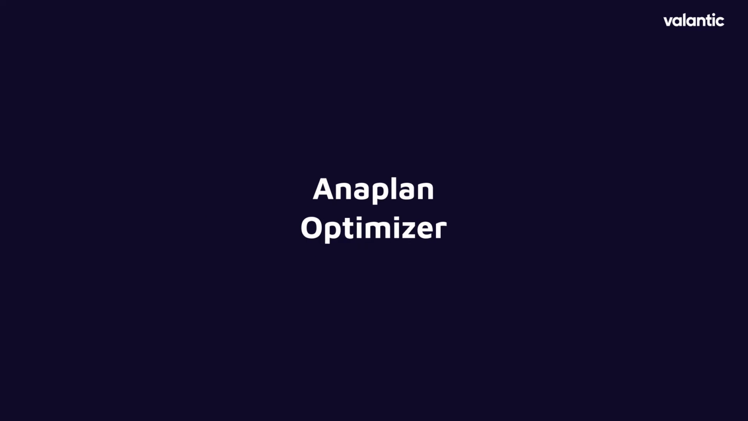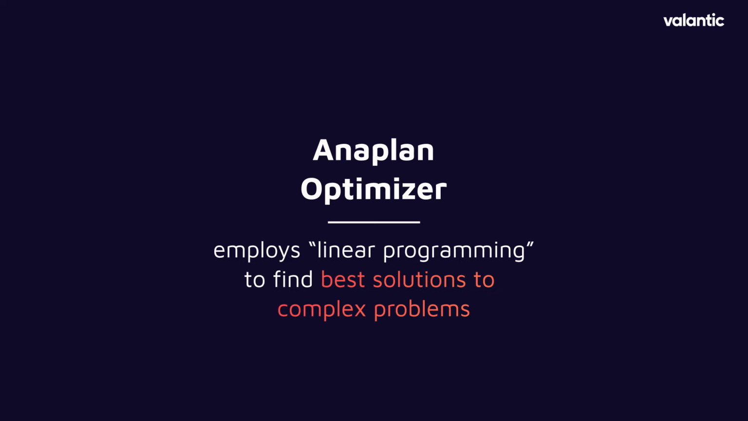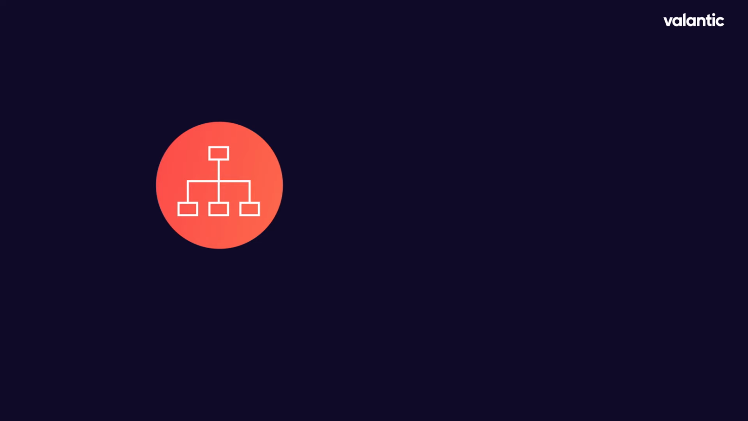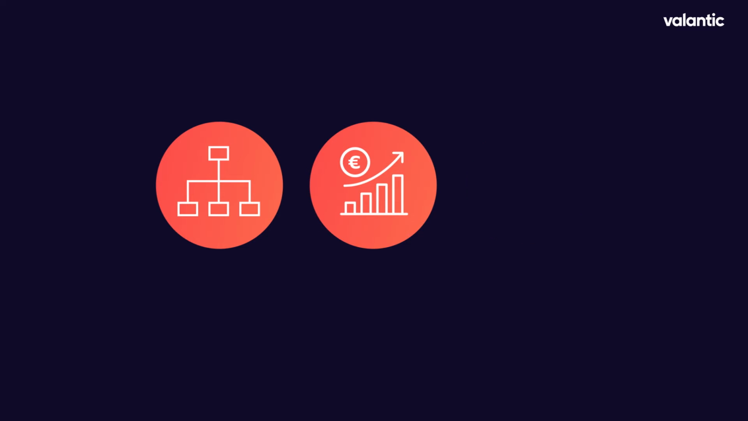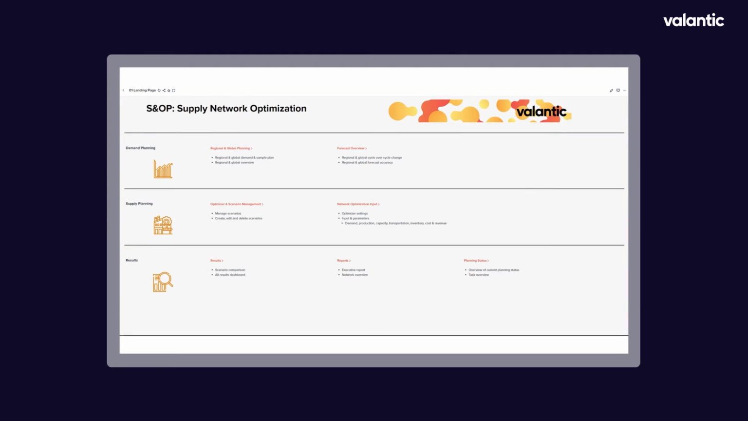The Anaplan Optimizer is a powerful tool for business decisions. It employs a mathematical technique called linear programming to find the best solutions to complex problems. It helps you to allocate resources efficiently, maximize profits or minimize costs, while considering constraints like budget and capacity. Let's put the Anaplan Optimizer into practice.